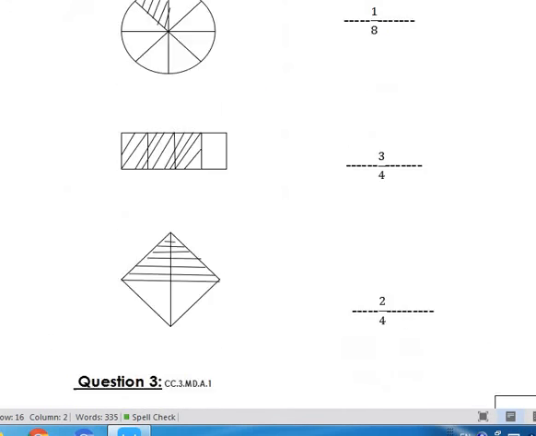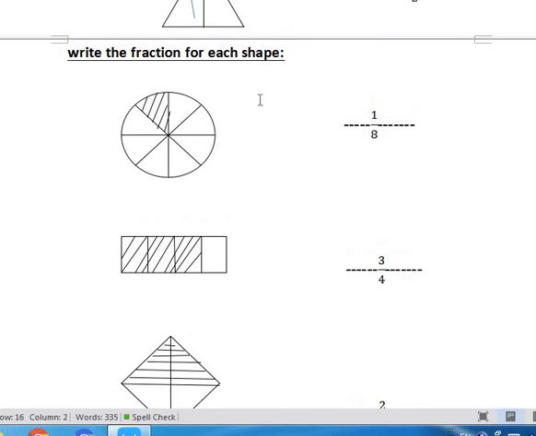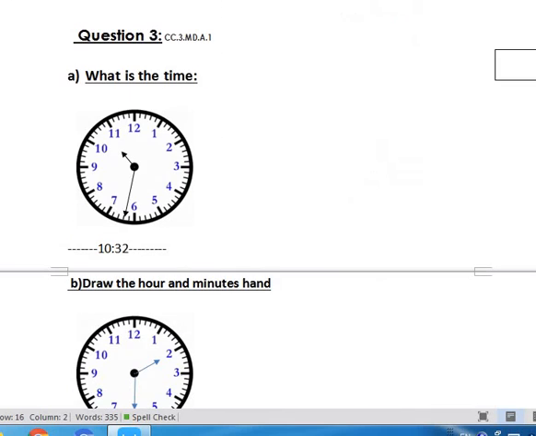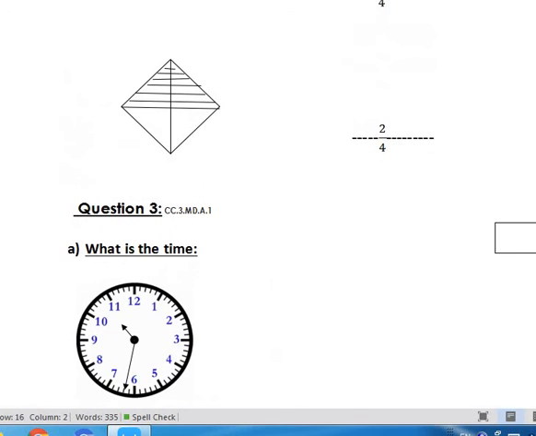And here write the fraction of each shape. The shaded part 1 out of what? Out of 8 parts. The shaded part 1, 2, 3 out of the total 4. Here the shaded part 1, 2 out of 4. 2, okay, over 4 here.